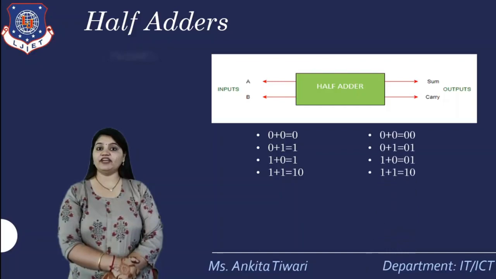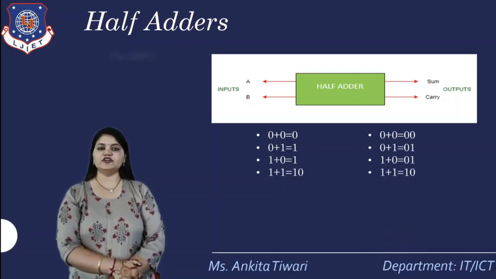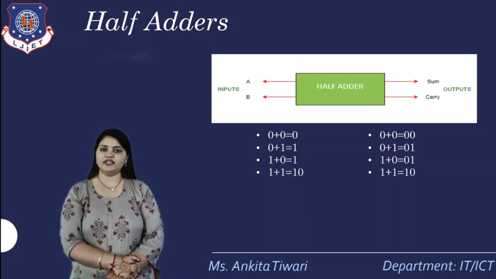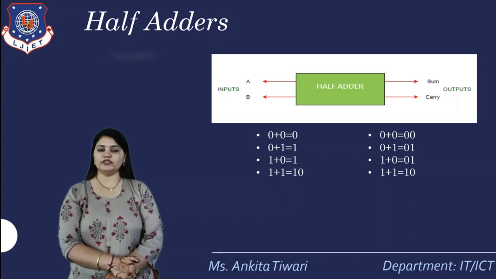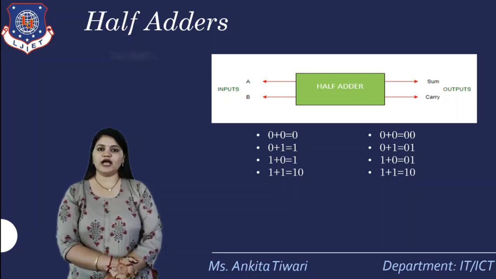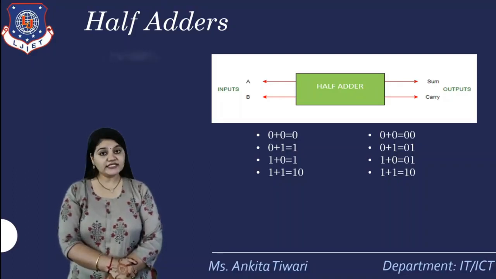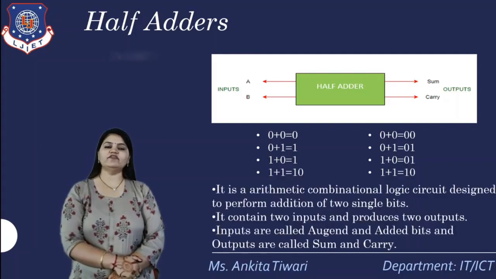If I split these results into sum and carry form, then 0 plus 0 gives sum 0 and carry 0. 0 plus 1 gives sum 1 and carry 0. 1 plus 0 gives sum 1 and carry 0. If I am talking about 1 plus 1, sum is 0 and carry is 1. So that we will see here.